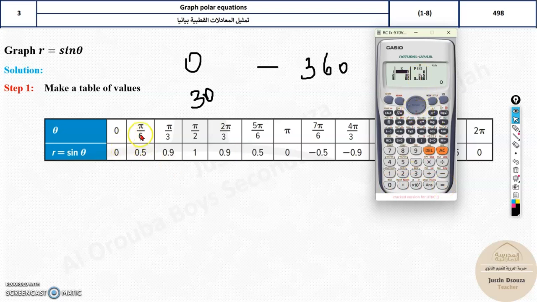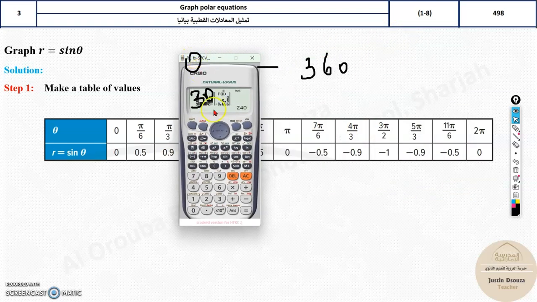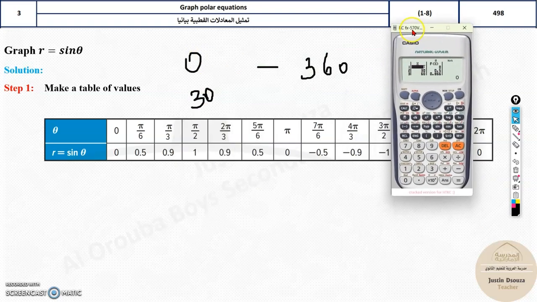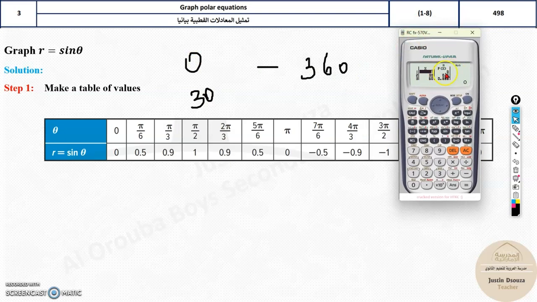0 is 0, 30 is 0.5, 60 is 0.866, that's 0.9, and all these values are matching. They get you all the values. You can check this out. All the values will match. So this is a much easier and much simpler method. If you had put g of x, then you'll get one more equation, but only one is enough now.